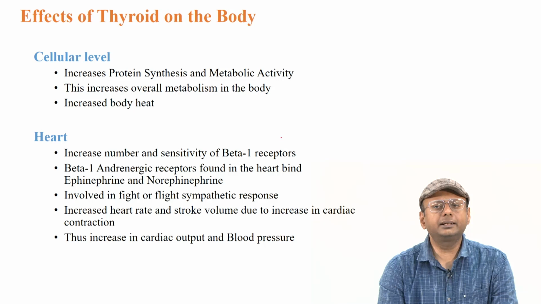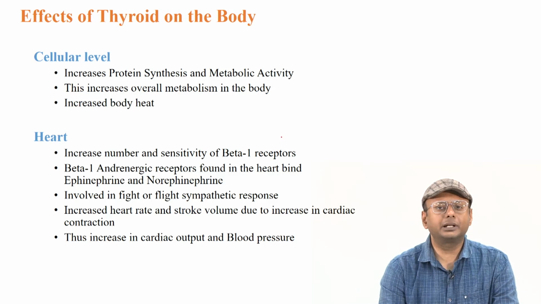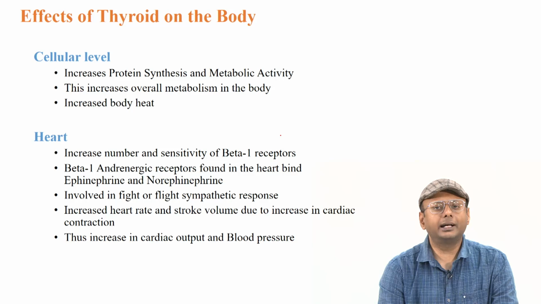In the heart, it increases the number and sensitivity of the beta 1 receptor. Beta 1 adrenergic receptors are found in the heart and can bind to epinephrine and norepinephrine. In this way, it is involved in the fight or flight type of sympathetic response. In our neurology class, we will discuss fight or flight in terms of sympathetic neurons. There we will discuss it further. In the same way, thyroid hormones also increase the heart rate. It increases the stroke volume due to the increase of cardiac contraction. Thus, it can increase the cardiac output and blood pressure.